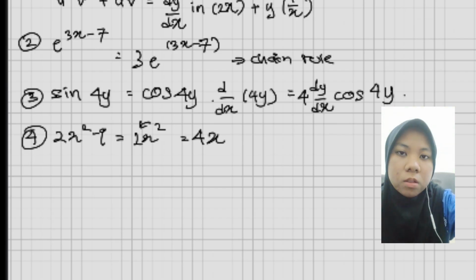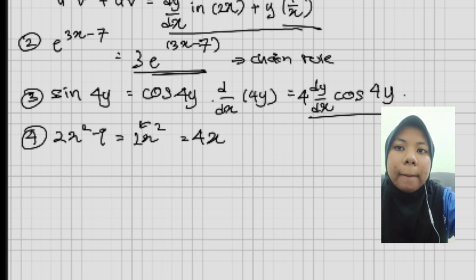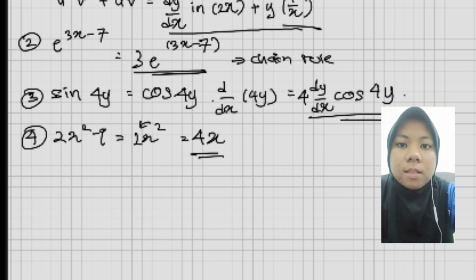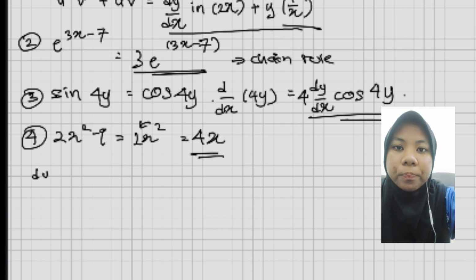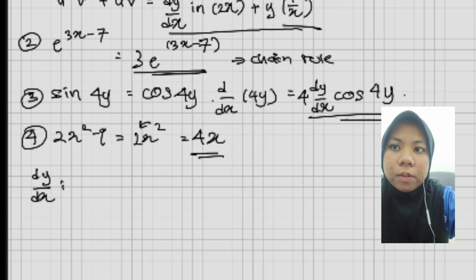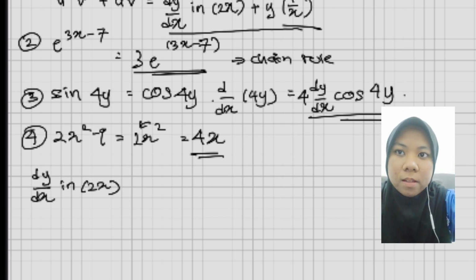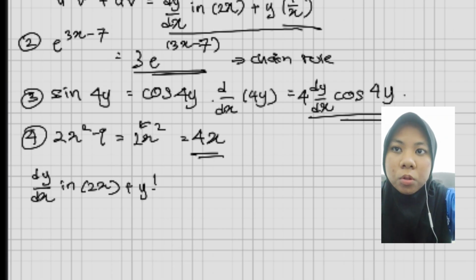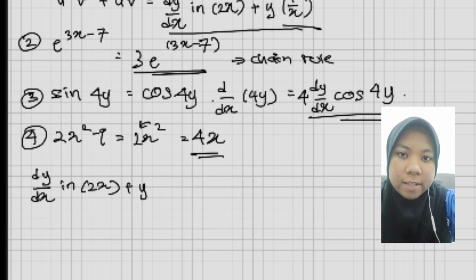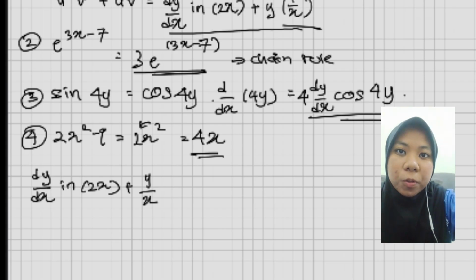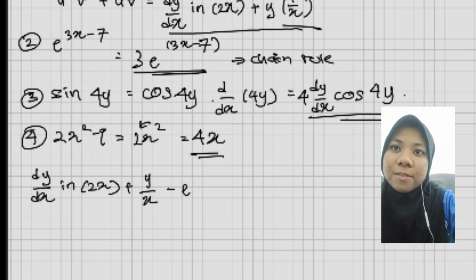Okay, for all parts we already have the answers. For each part, we will put it back into the question given. So we arrange it. First we will put part 1, dy/dx ln 2x, and then part 2, so it will become minus 3 e to the power of 3x minus 7, minus 4 dy/dx cos 4y equal to 4x. Okay, that's what we get.